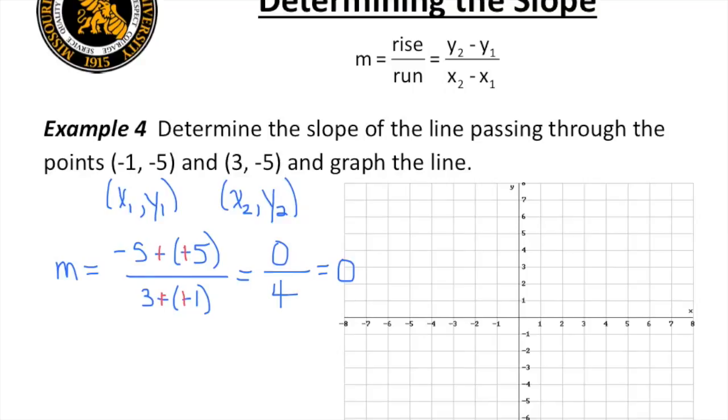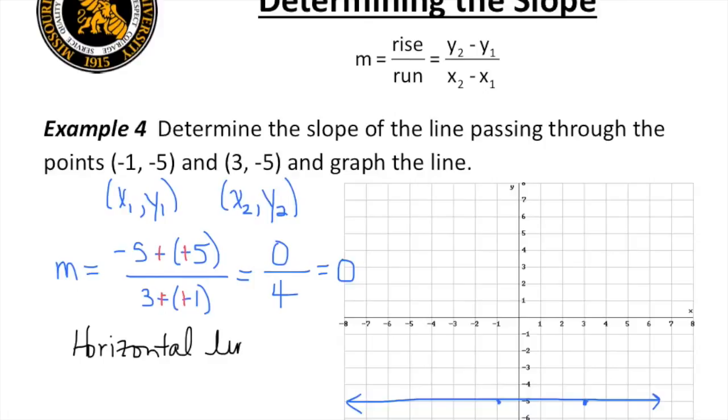What does our graph look like? Let's plot our 2 points and see. So we have -1, -5, and 3, -5. Our line passes through those 2 points, and it turns out that our line is horizontal. So we can conclude here that horizontal lines have slope 0. That is, they are flat.